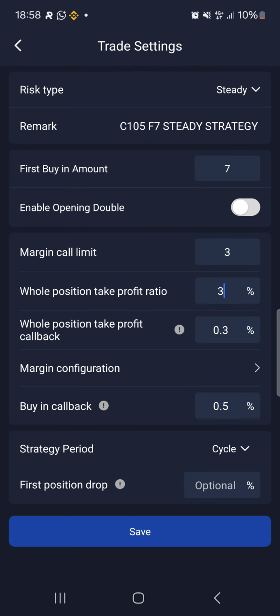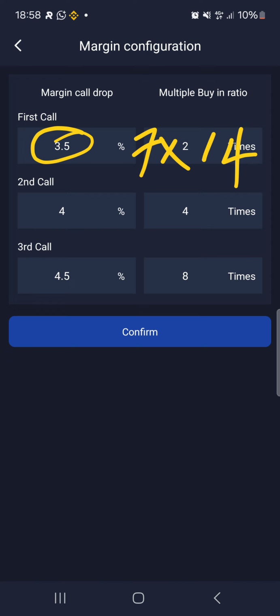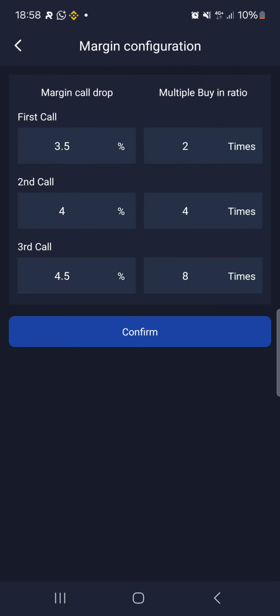And then I'm going to come over here. So this margin configuration, well, it's just to show you what happens. When the price drops with negative 3.5, the robot will multiply the 7 of first buying amount times 2, and it will put $14 here. And if the price drops again to negative 4, it will get 7 times 4, and it will put $28 here. Okay, so this is the fourth position. If it drops with negative 4.5, the robot will get 7 times 8, and it will put $56 in the market, and that will be it. This is how these ones work.